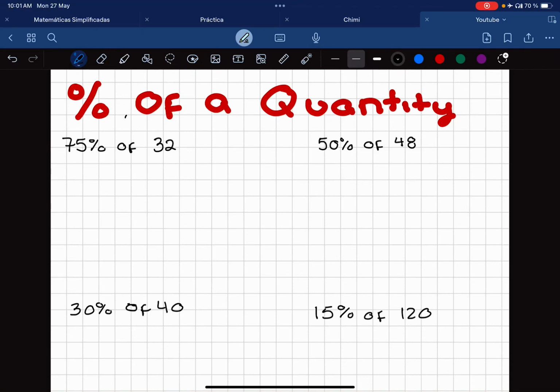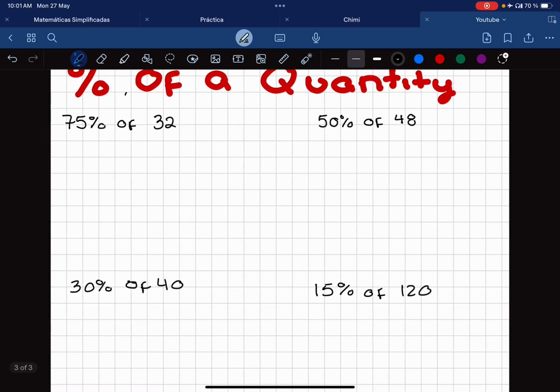Hello, today we're going to learn how to find the percentage of a quantity. We're going to do these four exercises as practice for you to understand the process completely. The first exercise says we have to find 75% of 32.